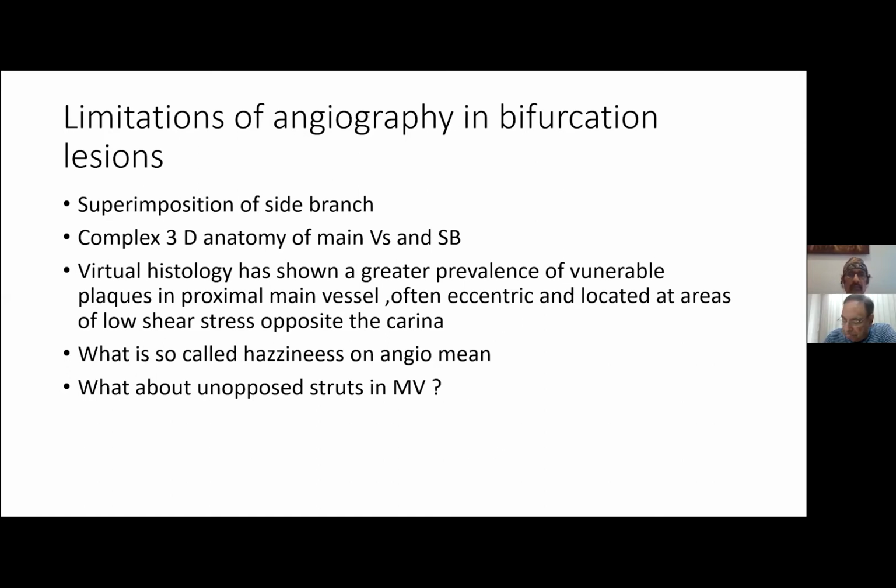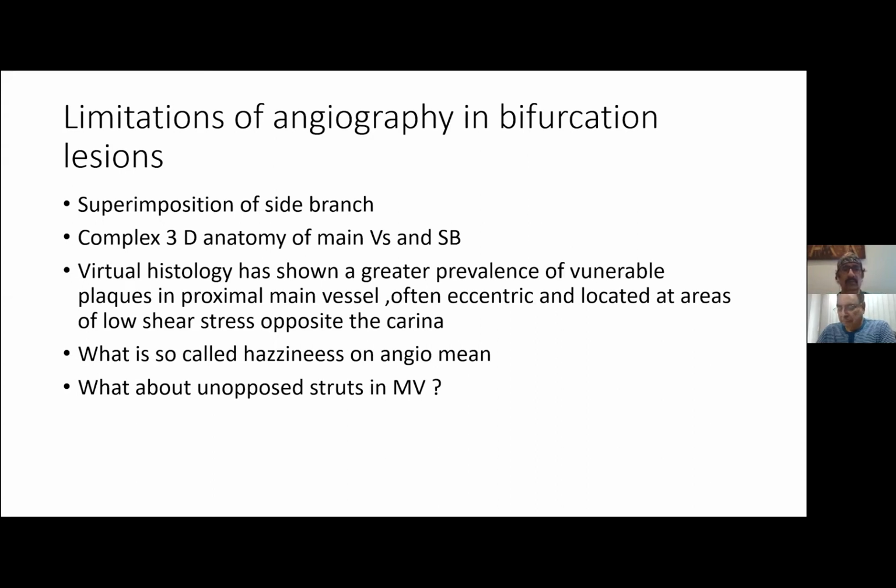And virtual histology has shown greater prevalence of vulnerable plaques in the proximal main vessel, often eccentric and located at areas of low shear stress opposite the carina. And sometimes we wonder what this haziness on angio means. You saw in the last case, the circumflex ostium, they were wondering, I would have probably left it wondering whether to do or not and spend so much time. So on angio, that haziness, confusion is always there.